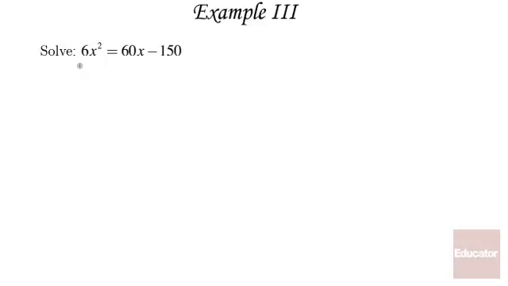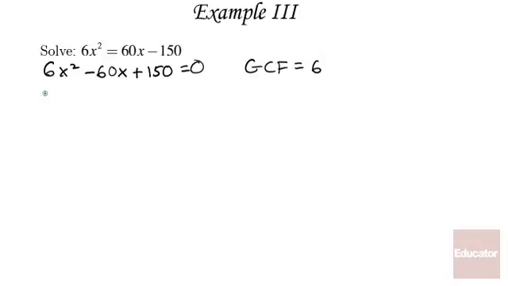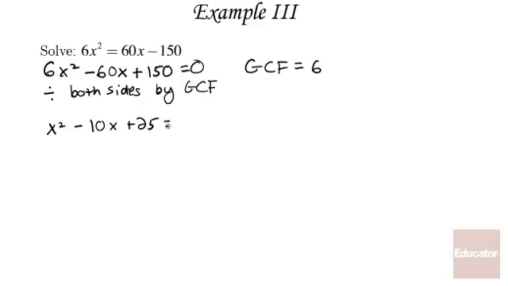Okay, in this example, we have another quadratic equation, but it is not in standard form. So I'm going to rewrite this in standard form, subtracting 60x from both sides and adding 150 to both sides. Whenever I see large numbers like this, I always look for a greatest common factor. And this does have a greatest common factor. The greatest common factor equals 6. Divide both sides by the GCF, which is 6. Doing that gives me x squared minus 10x plus 25, which equals 0.